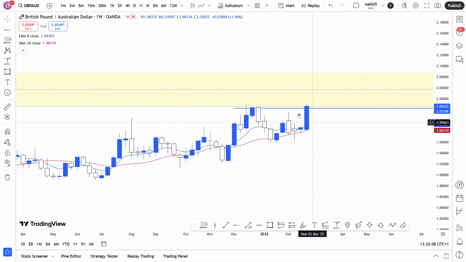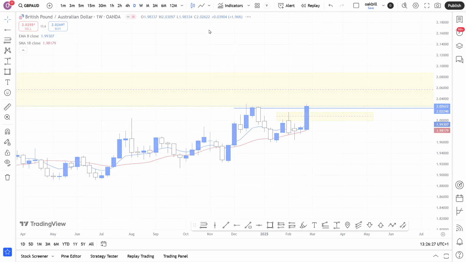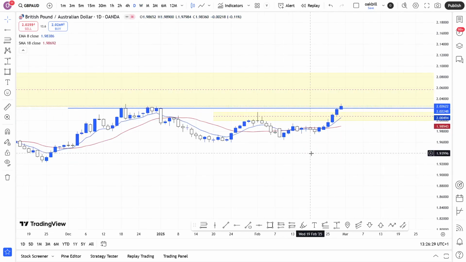Now looking here, we have this body close over here, and also remember this weakness that we just broke above. We need to mark it out also. But at the back of your mind, remember that the price is on an uptrend. The price is now on an uptrend. We are not dealing with any retracement to the downside or blah blah blah.